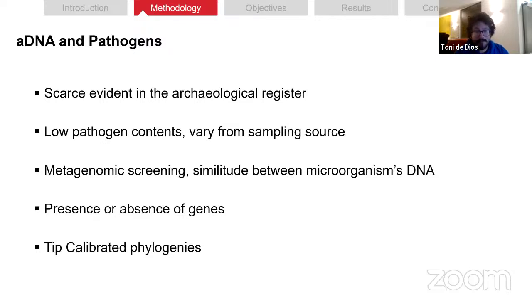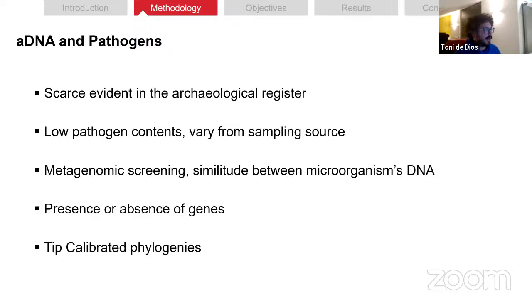Another problem is that what we usually do is map our sequences against a reference genome. The problem is that we are only going to recover what we know exists. For example, if a pathogen contains a virulence gene that is not present in modern populations, we're not going to recover it because we don't have a reference to map it to. But finally, I think this is more a really good advantage.